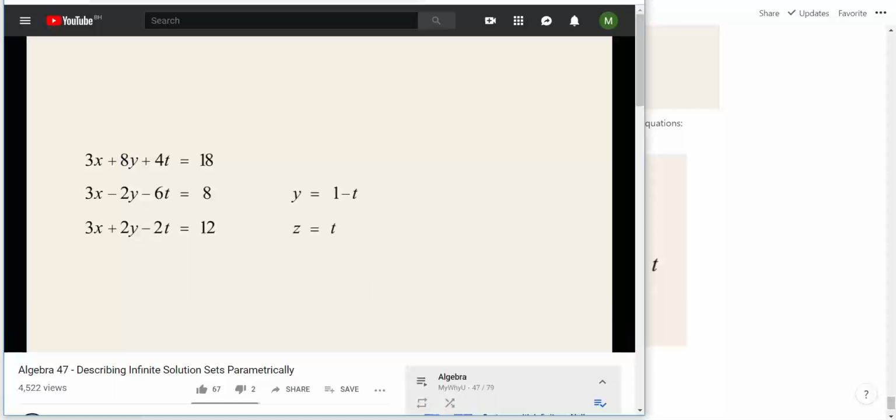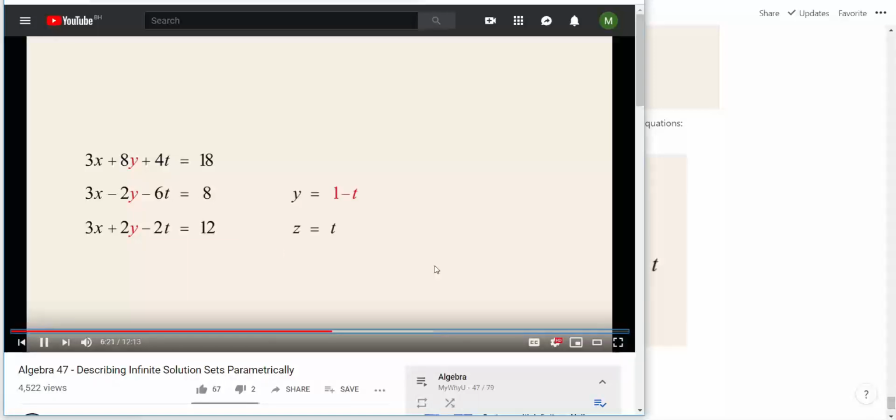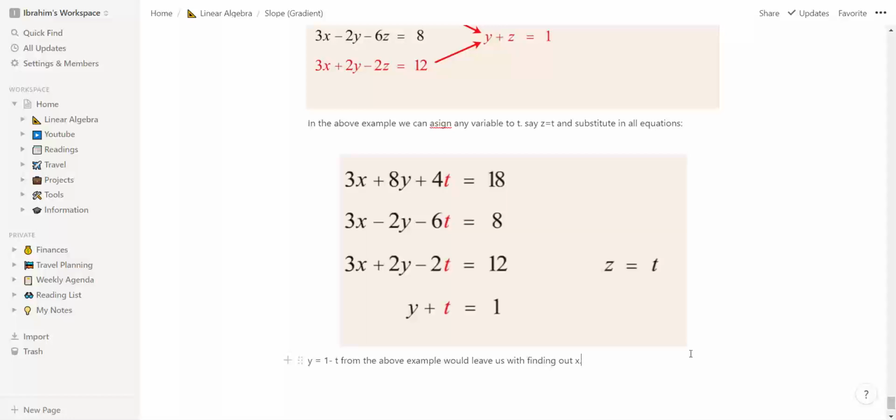Now that we have parametric equations for y and z, we can create a parametric equation for x by substituting 1 minus t for y in any of the three original equations. Since all three equations contain x, we can use any one of the equations to create a parametric equation for x. So let's choose the first equation. Replacing y with 1 minus t, we can now solve for x.